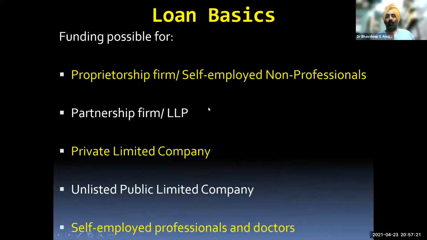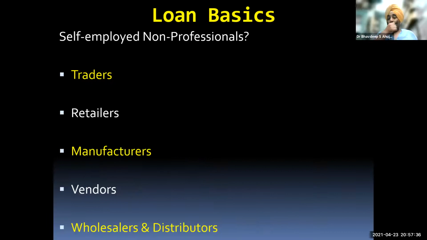So funding is possible for which ICICI Bank lists: proprietorship firm or self-employed non-professionals, or a partnership firm, limited liability partnership, private company, unlisted public company, or self-employed professionals and doctors. So who comes under the category of self-employed non-professionals? Traders, retailers, manufacturers, vendors, wholesalers and distributors.